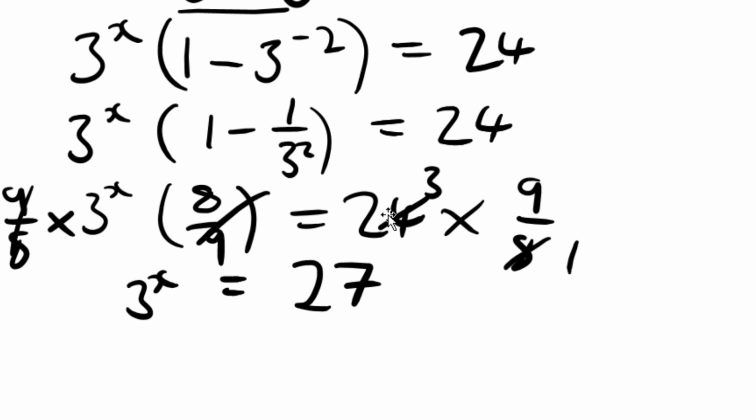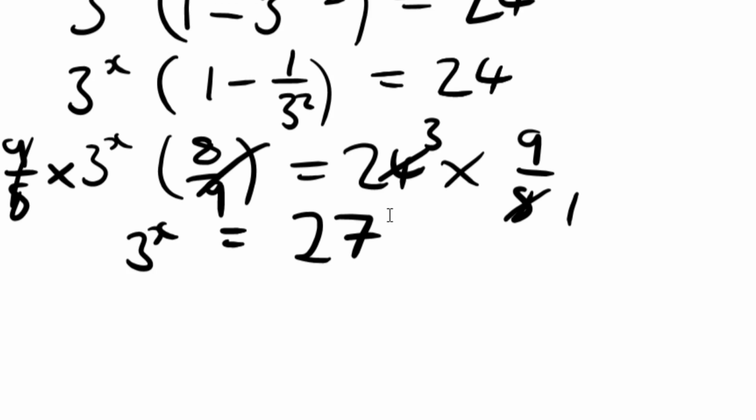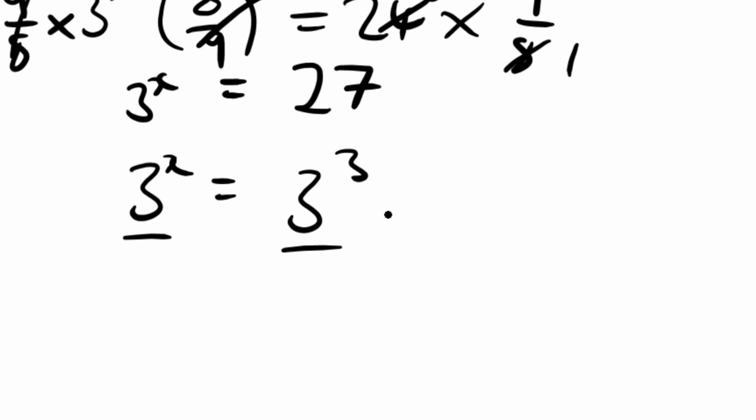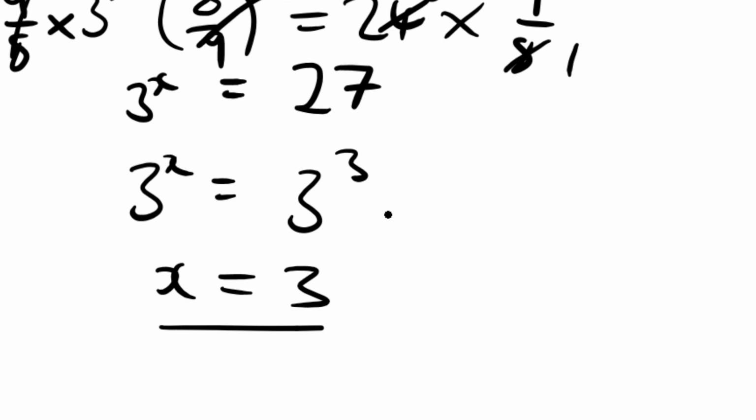Now we want to write 27 as 3 to the power of 3, because 27 is 3 times 3 times 3. So 3 to the power of x will be equal to 3 to the power of 3. You can clearly see that we have the same bases on both sides of the equation, and the unknown is in the exponents. So using the law of exponents, we can say x equals 3, and this is the final answer.